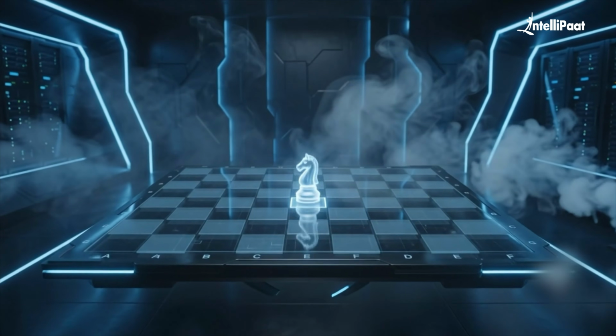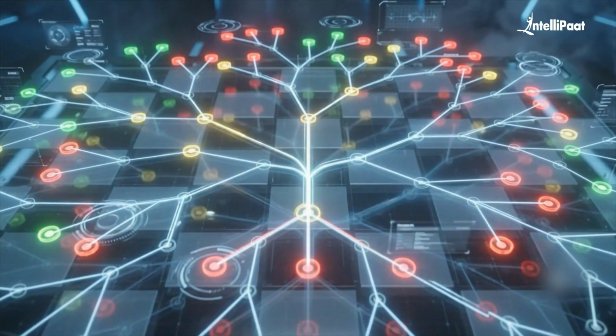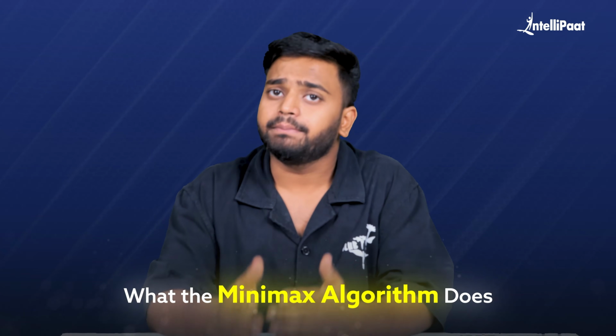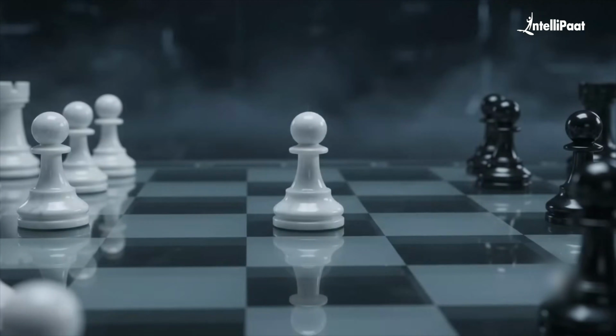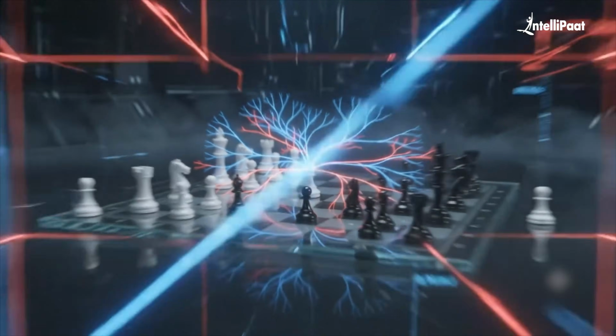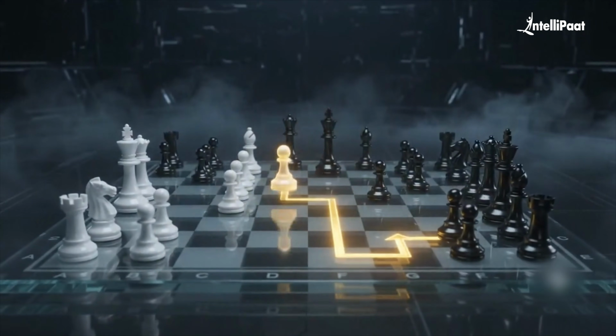A straightforward solution is to evaluate every possible move until a certain depth, calculate the final outcome of every path, and then choose the move that gives the best result. This is exactly what the Minimax algorithm does. Minimax assumes that both players play perfectly. The AI always tries to maximize its score while the opponent always tries to minimize it. After evaluating all possible future positions, the algorithm works backward to determine the best first move.